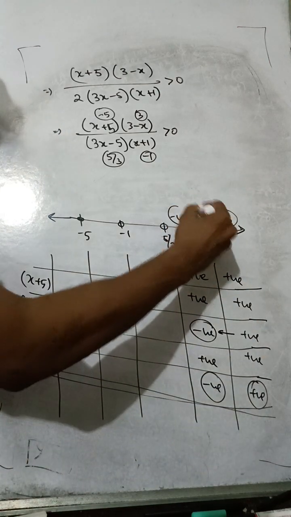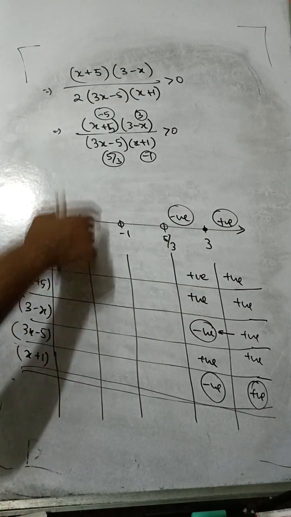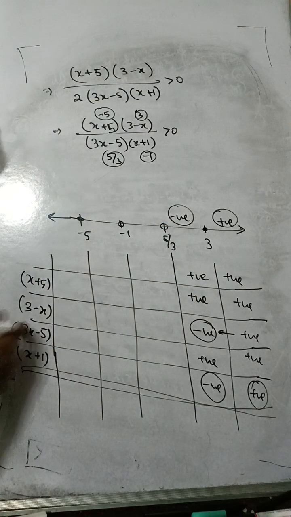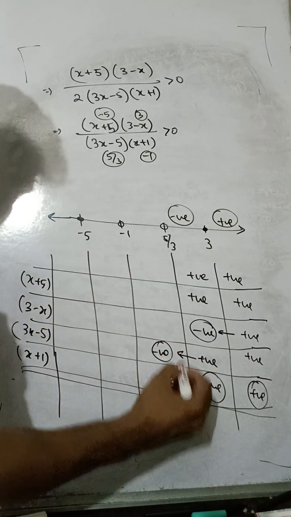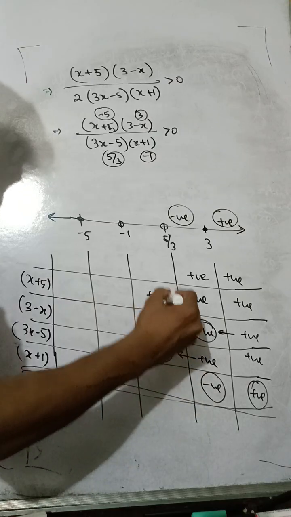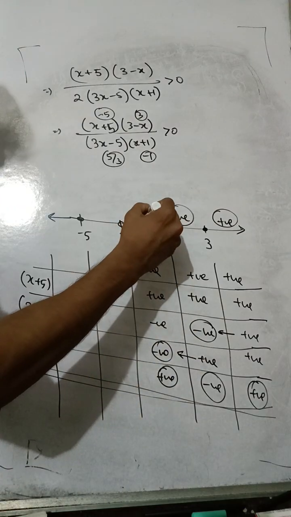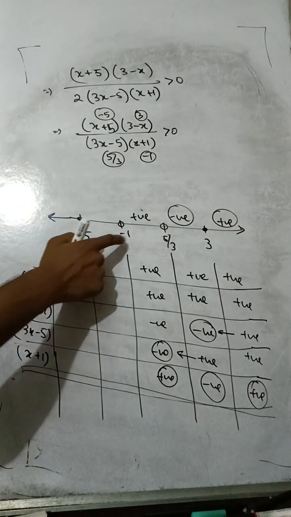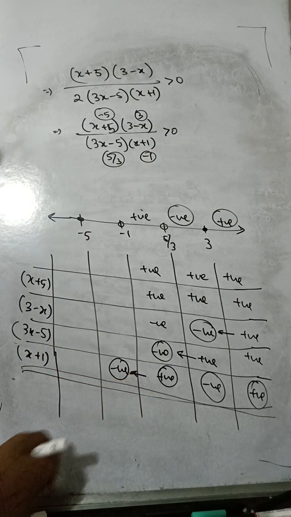Now we cross the 5 by 3 critical point, so we move into 3x minus 5, so this one changes this time, and everyone else remains the same as the last state, so this becomes again positive. Then at minus 1, this one becomes negative now.